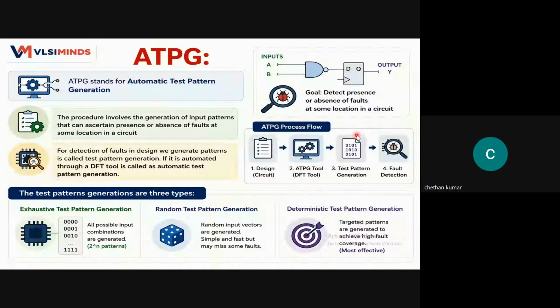What we do in ATPG is we have a design that is inserted with scan, and we apply the ATPG tool to generate the patterns that will detect the fault. This is the method we follow here.